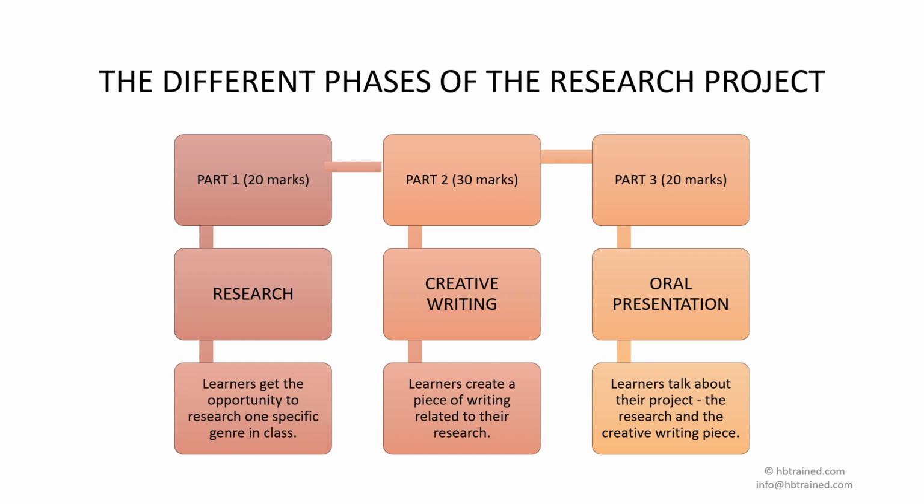There are 3 different phases to the research project. Part 1, which counts 20 marks, is the research. Learners get the opportunity to research one specific genre in class. Part 2, which counts 30 marks, is creative writing. Learners create a piece of writing related to their research. Part 3, which counts 20 marks, is the oral presentation. Learners talk about their project, the research and the creative writing piece.